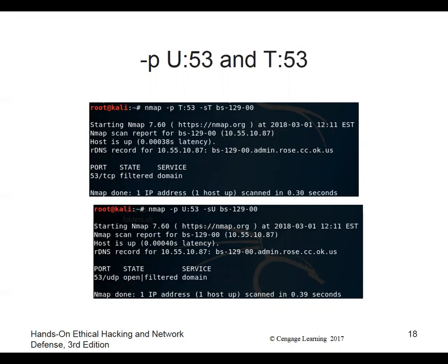Now, if you look up at the command at the top, I did T:53, but I also did -sT. See that at the top line? That's because I told it to do a TCP scan. On the bottom section here, you'll see I did -sU, which means it's a UDP scan. So TCP became filtered, and UDP came back open|filtered. So you could get different results. 53 is what? Anyone know?